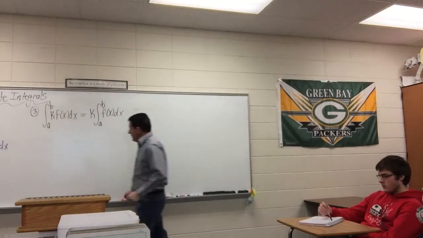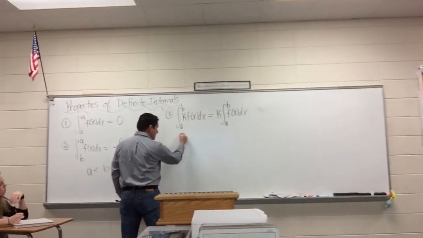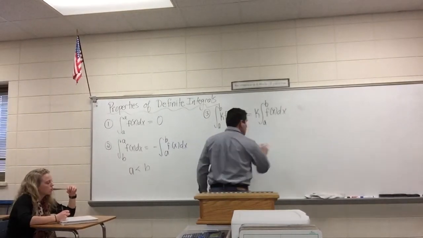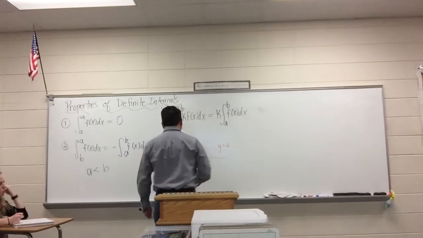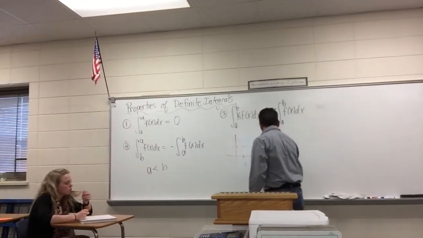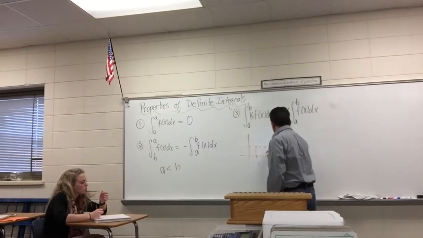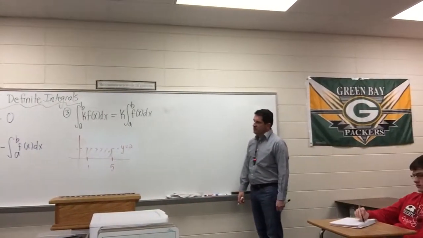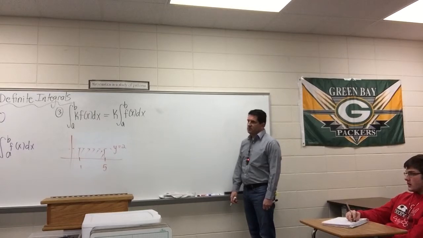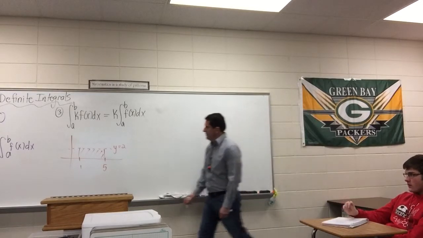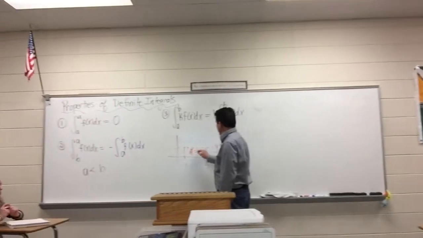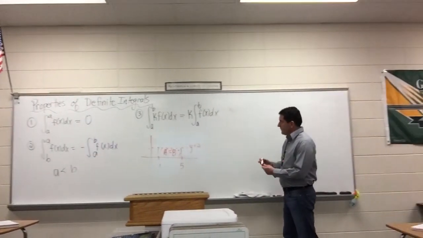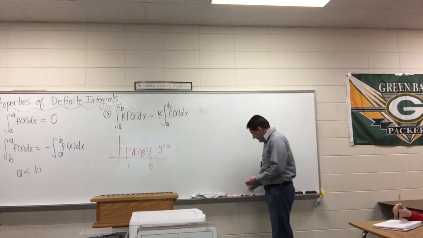Okay, so if we think about it really simply, maybe I have a function y equals 2. So that's my function. And I go from, I don't know, 1 to 5. What's the area under the curve? It's equal to 8, right? Area is equal to 8. That's maybe the integral from a to b of f of x dx.